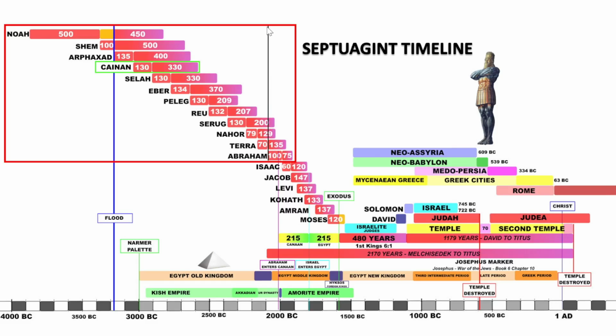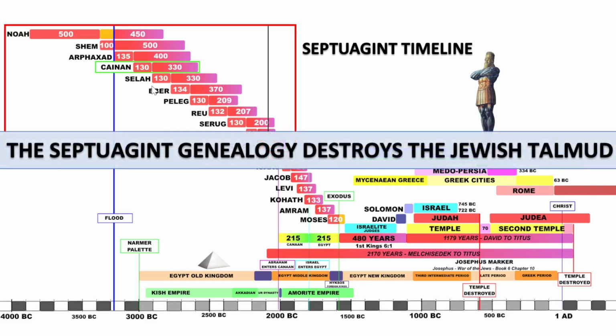The Greek Septuagint says all these people were long dead for hundreds of years. Abraham never could have known Noah, Shem, Arphaxad. He didn't live during the time of Nimrod. It means the Greek Septuagint genealogy destroys the Jewish Talmud. All right? So in order for the Talmudic folklore to be true, the Jews had to change all the genealogies.